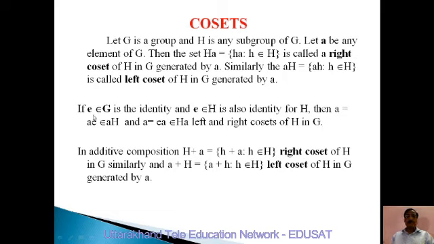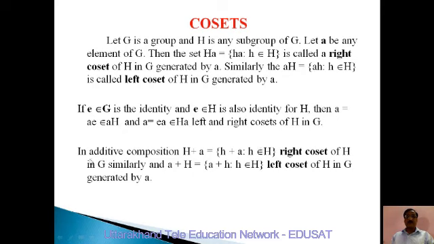And we know that e is the identity element. If e belongs to G is the identity and e belongs to H is also the identity for H, because H is a subgroup of G, then we say a is equal to ae. Multiplication by the identity gives again the element. So we have a equal to ae belongs to aH, the left coset, and a equal to ea belongs to Ha, which is also the right coset of H in G.